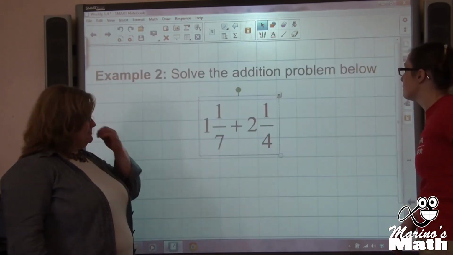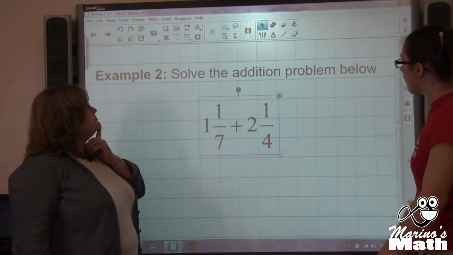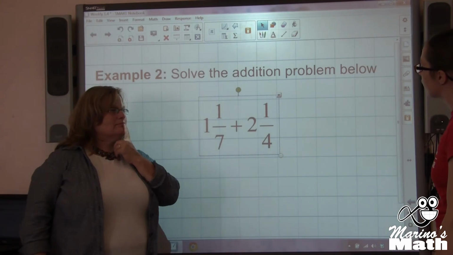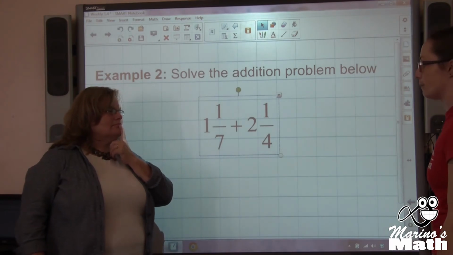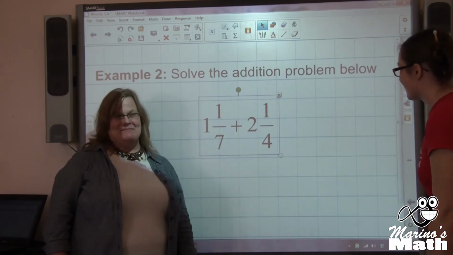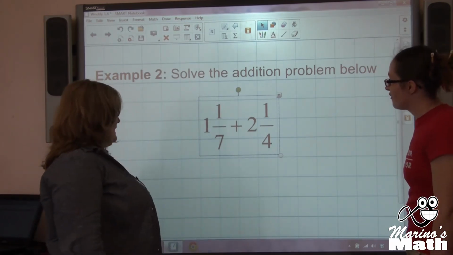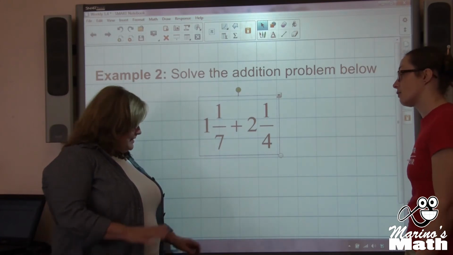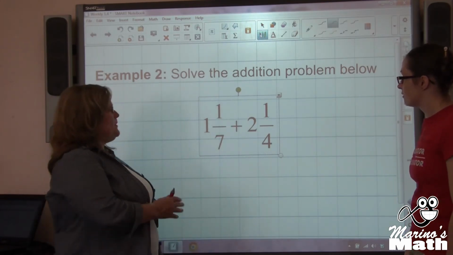We do have example 2, and it says, solve the addition problem below. And we have 1 and 1/7 and 2 and 1/4. I felt so happy when I saw the last problem because they both had the same denominator, but that's not the case this time. I think this time we might have to make like denominators. But we were really good at this last week and the week before.